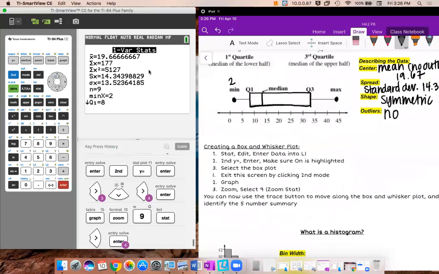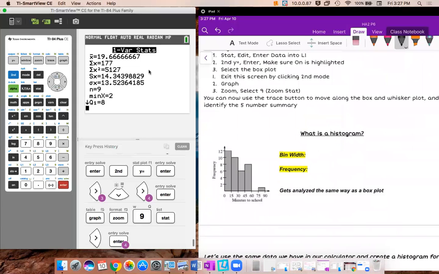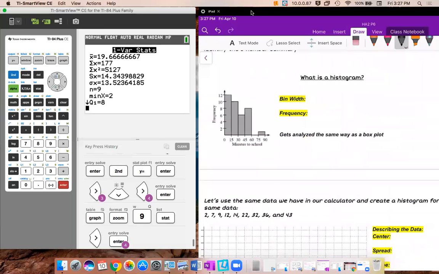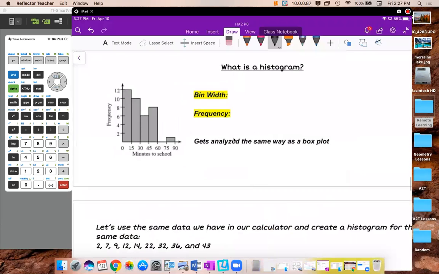Okay. Last thing we're going to do, and then I will do a different video walking you through how to do this as a combination box and whisker plot, is what a histogram is. Looking at this histogram, this is basically a bar graph where all the bars are connected. There are 2 words you have to know when working with histograms. The first word is bin width. The bin width is how wide you want your bars to be, so this is the width of your bars.